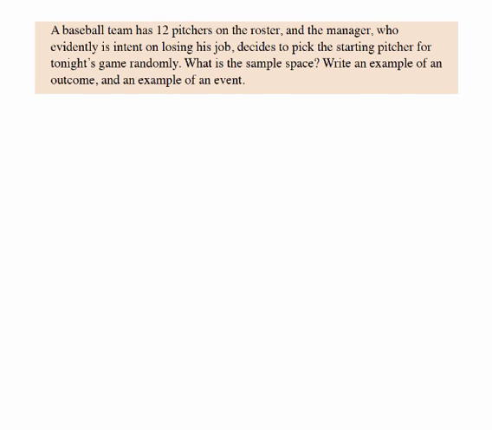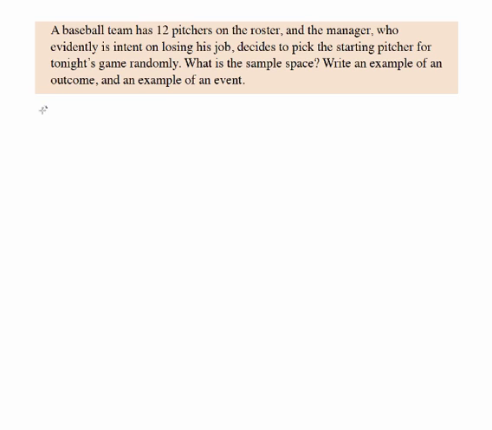An awful lot of what we do with probability in this course is going to depend on being able to find a sample space for a given probability experiment, so that's a really good place to begin our study of probability. In this case, we're told that a baseball team has 12 pitchers, and a manager idiotically decides to pick tonight's starting pitcher randomly. And the first question is, what is the sample space?